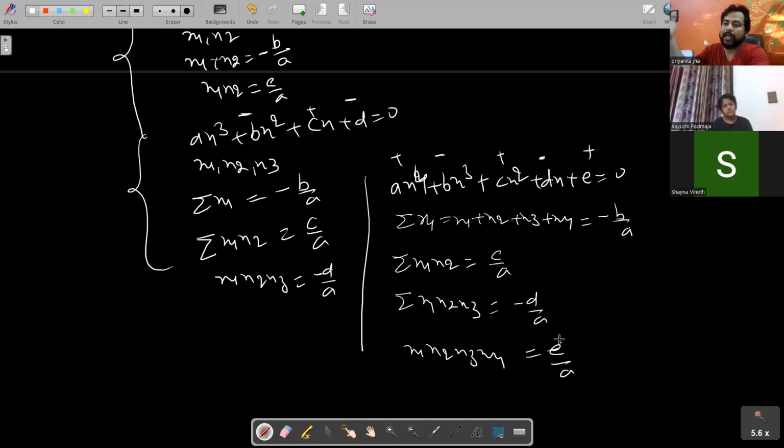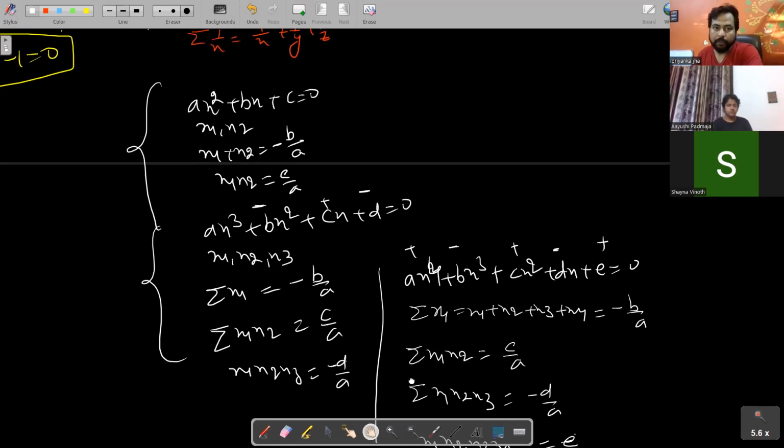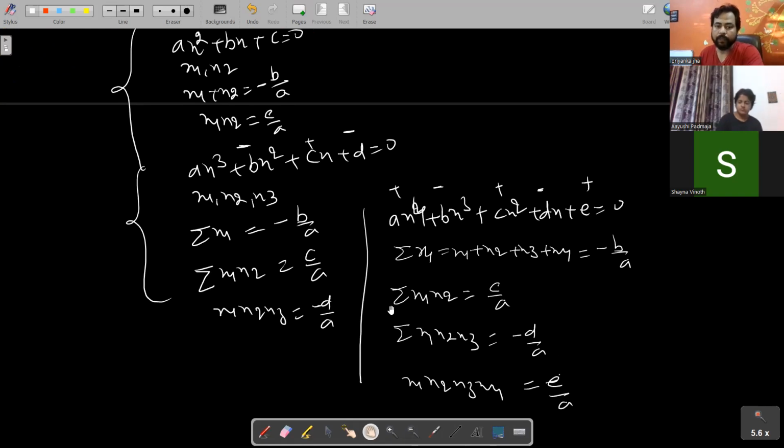Understood? So this is how we can write this for any degree of polynomial. So first you note it down and you have to remember this. You have to keep this in your mind. Note it down.